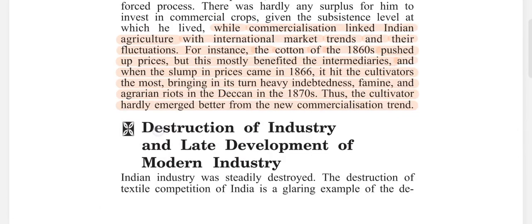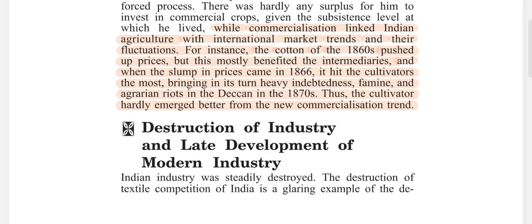For instance, the cotton boom of the 1860s pushed up prices, but this mostly benefited the intermediaries, and when the slump in prices came in 1866, it hit the cultivators the most, bringing in its turn heavy indebtedness, famine, and agrarian riots in the Deccan in the 1870s. Thus, the cultivator hardly emerged better from the new commercialization trend.